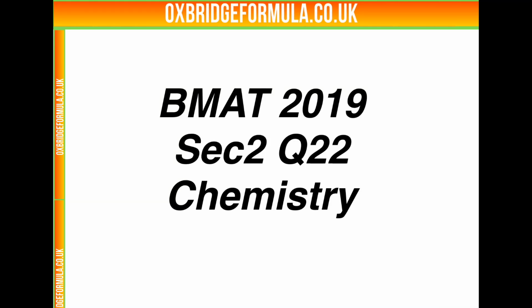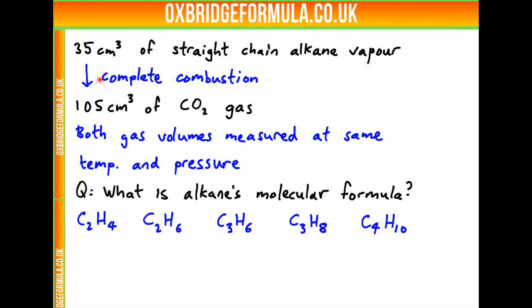This is question 22 on chemistry from section 2 of the 2019 BMAT. So we're told that 35 centimeters cubed of a straight chain alkane vapor undergoes complete combustion to form 105 centimeters cubed of carbon dioxide gas. If both gas volumes were measured at the same temperature and pressure, what is the alkane's molecular formula out of these options?